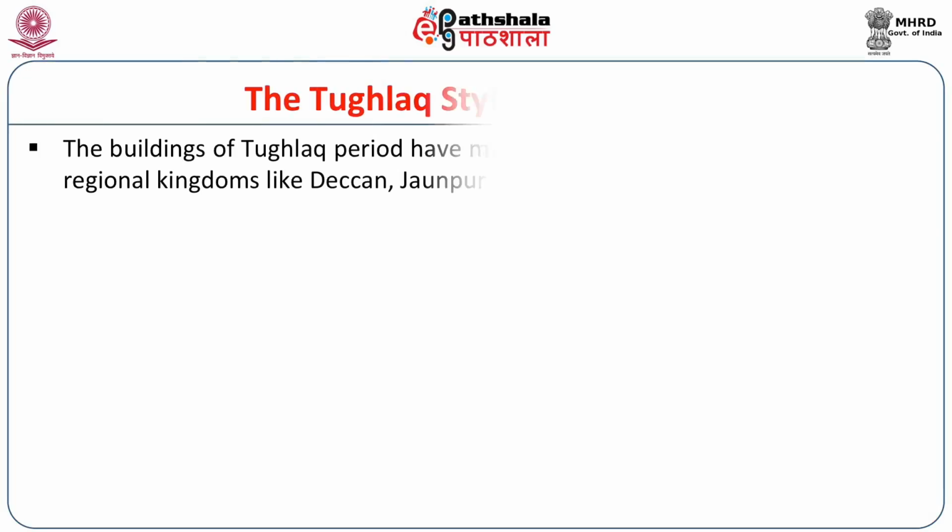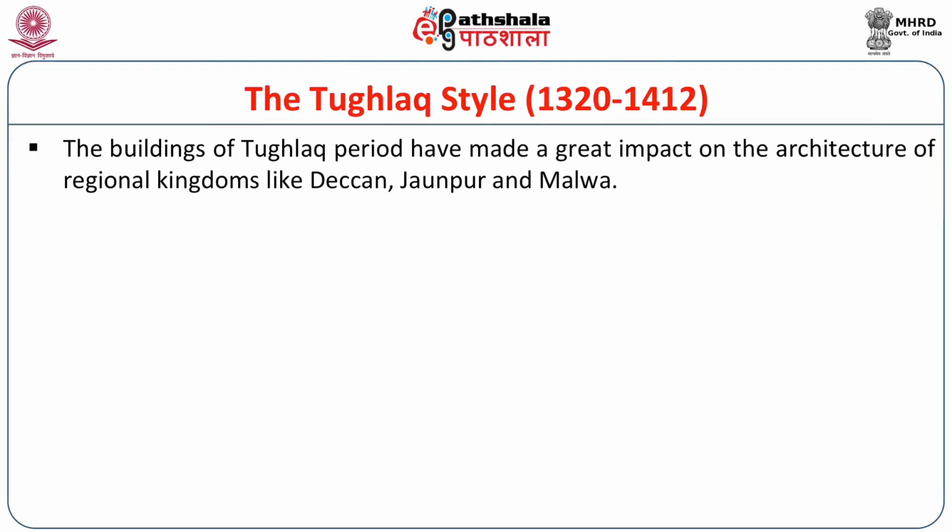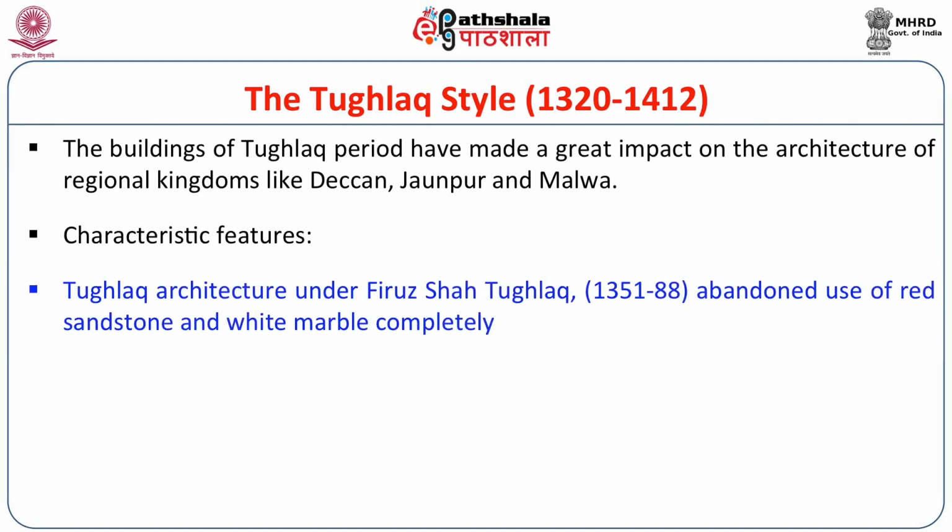The buildings built during this Tughlaq period made a great impact on the architecture of regional kingdoms like the Deccan, Jaunpur and Malwa, which we will discuss in the next module. The characteristic feature of this Tughlaq style is that it completely abandoned the use of red sandstone and white marble.